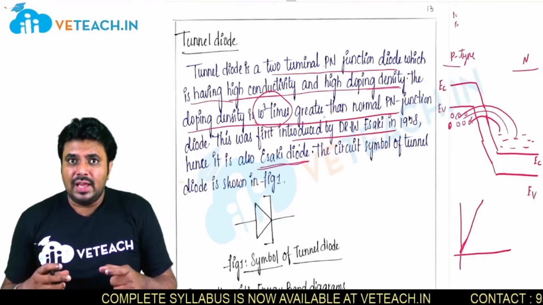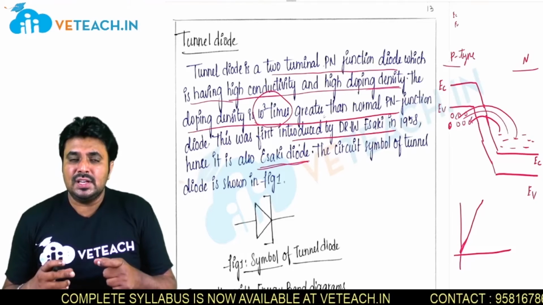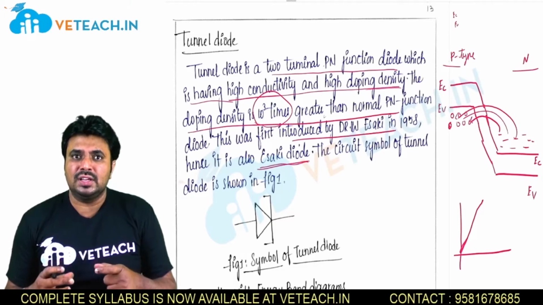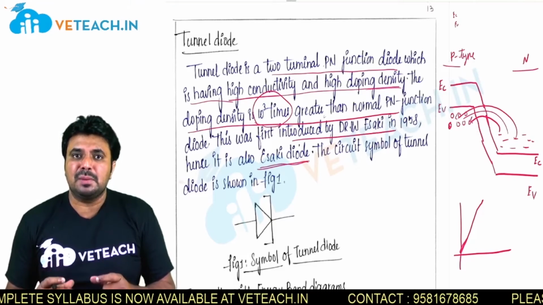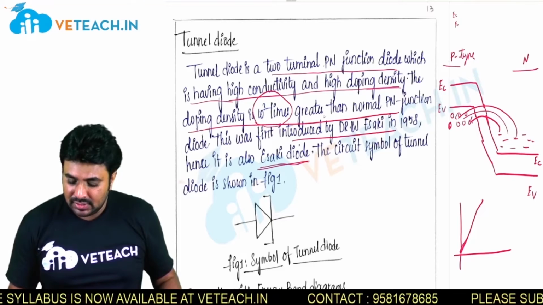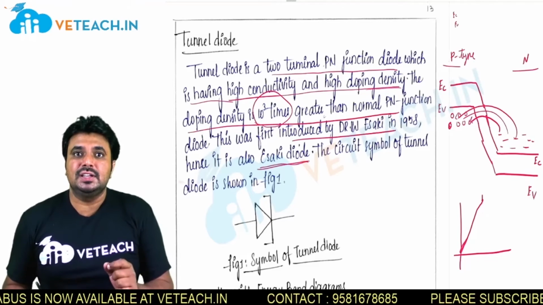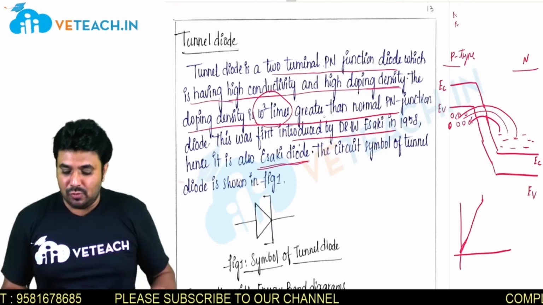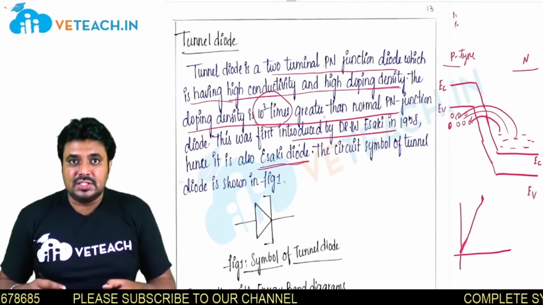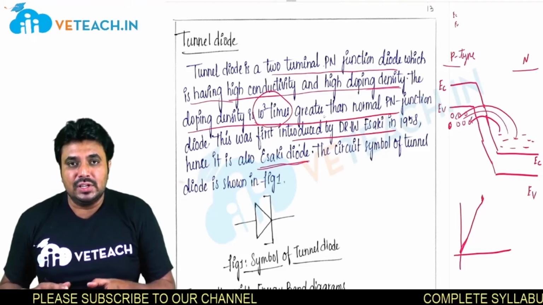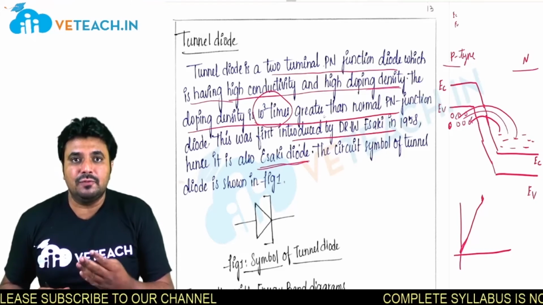Whenever the energy level of the electron and the energy level of the hole are equal, at that time we will get the maximum amount of current. We can say that it is the peak current or peak voltage. After that, if you are still increasing the voltage, we can consider it a fourth case.